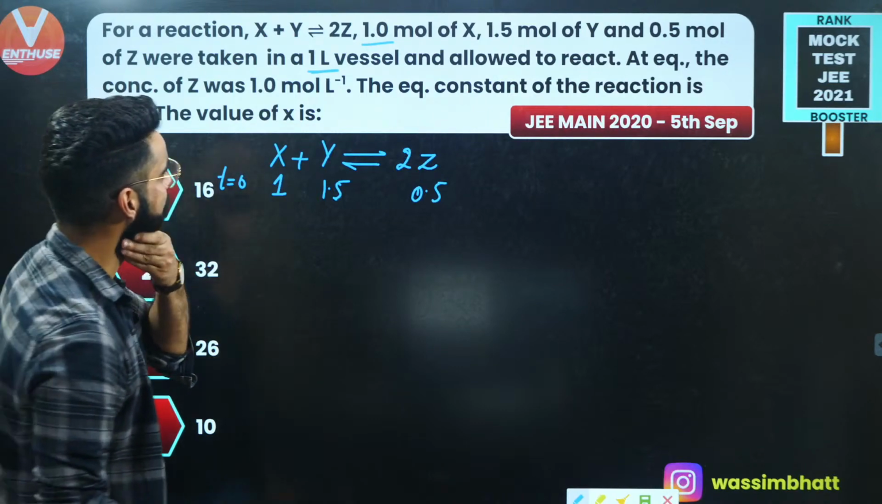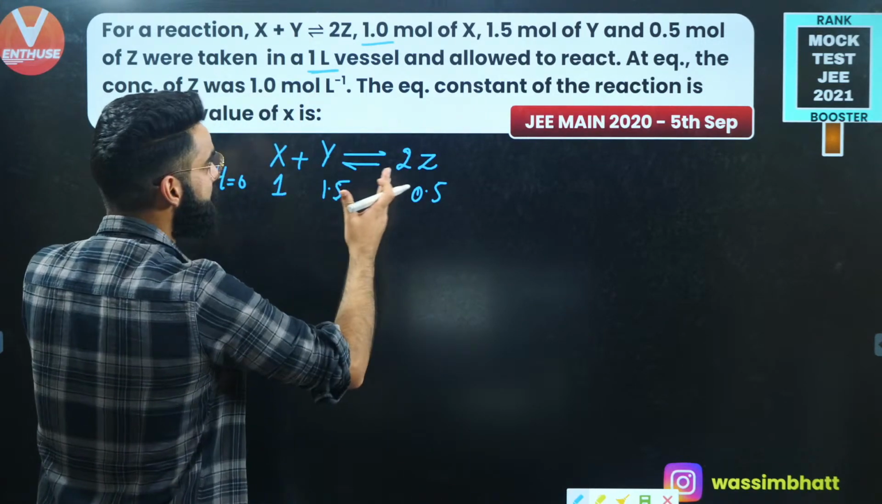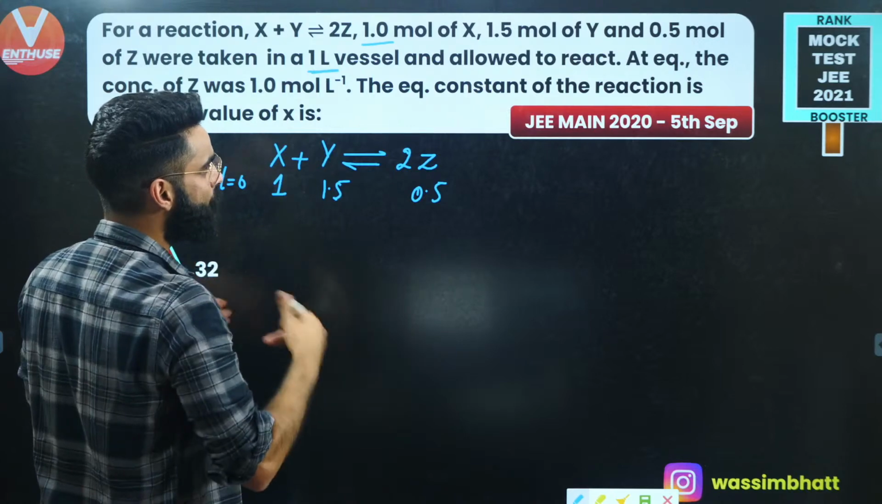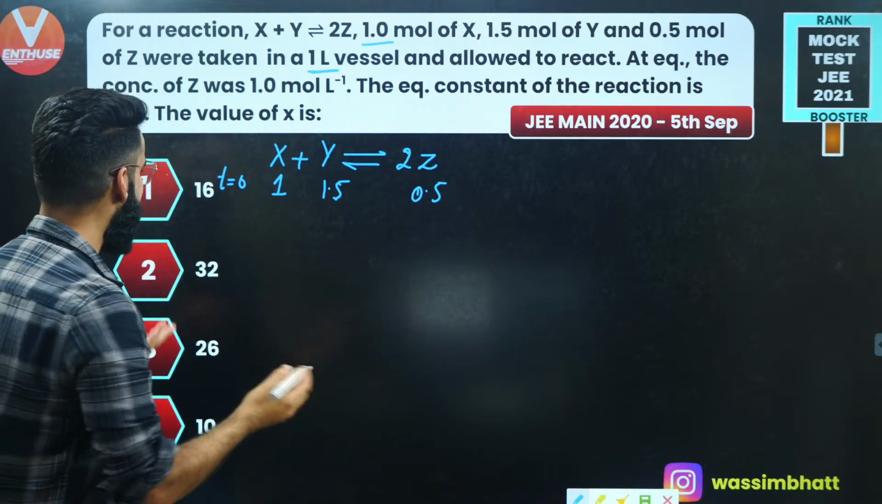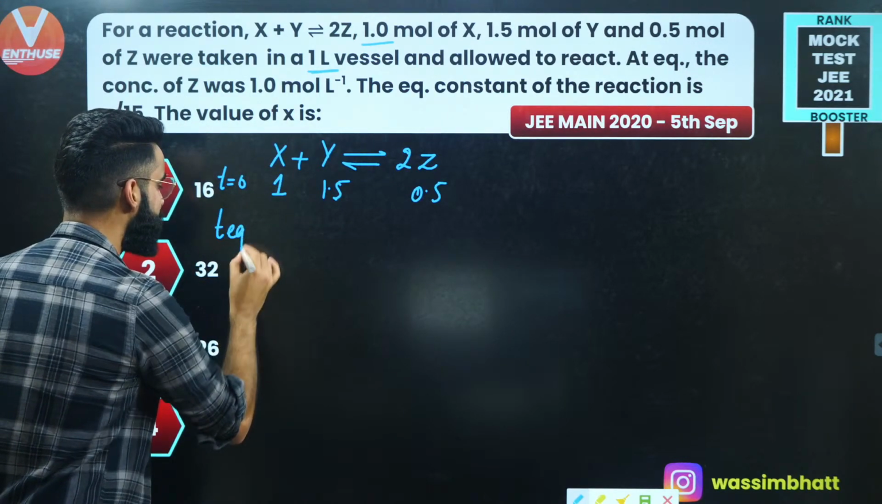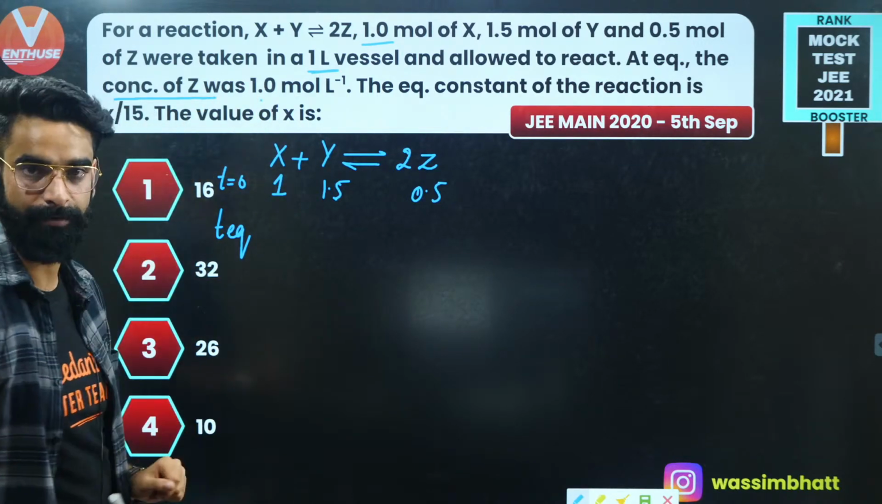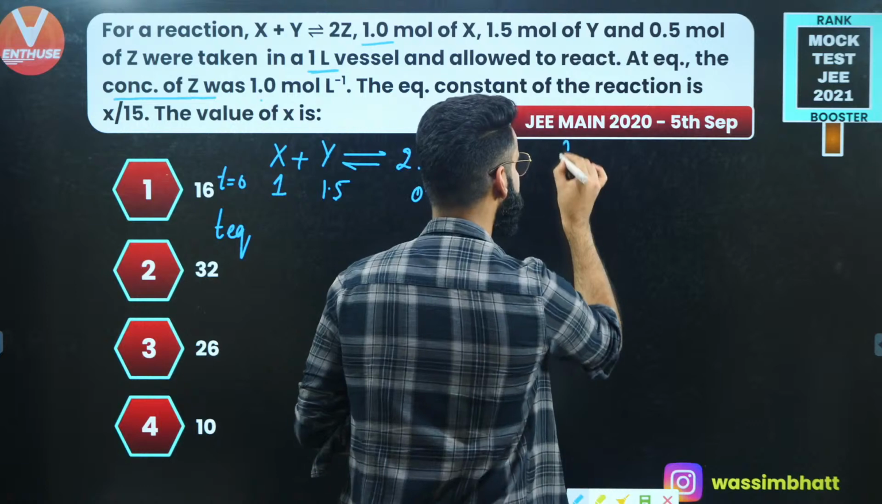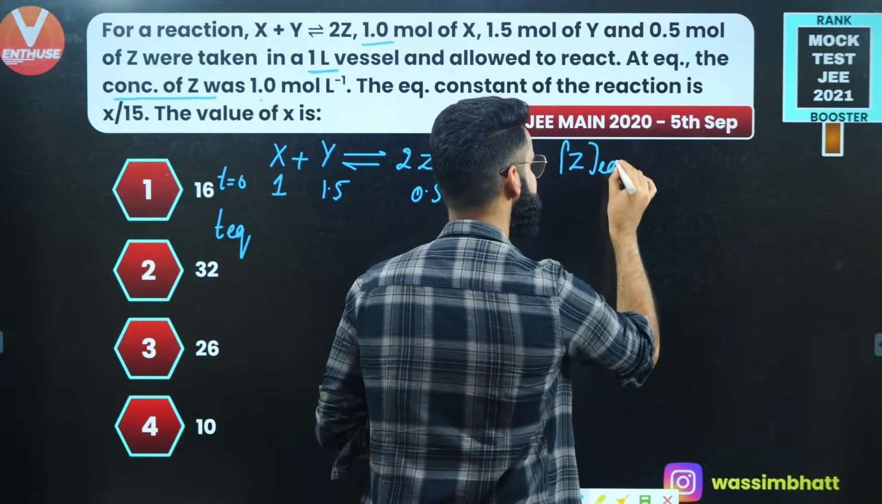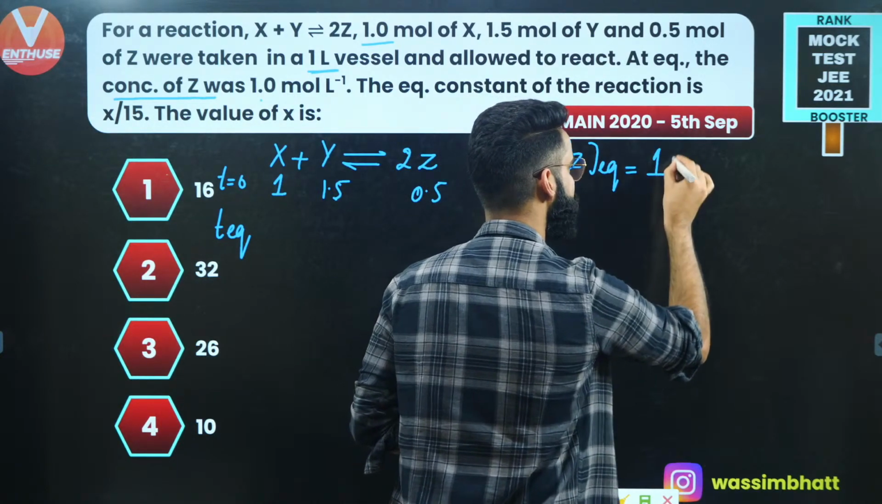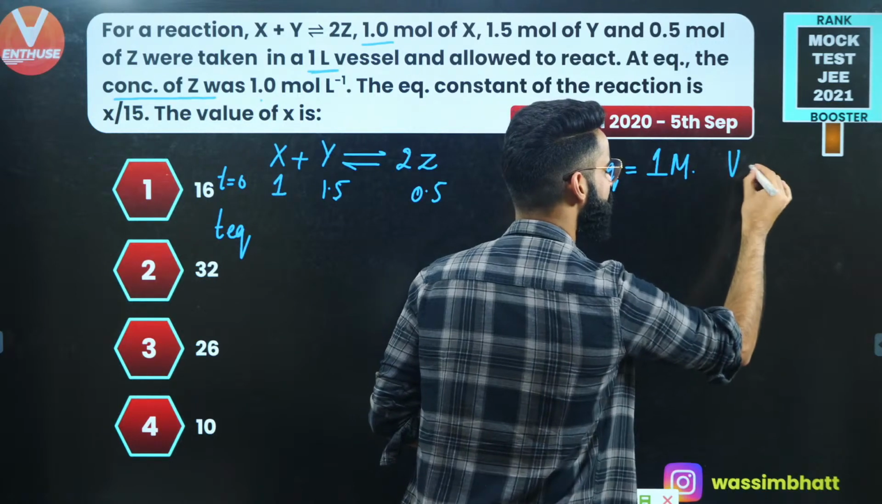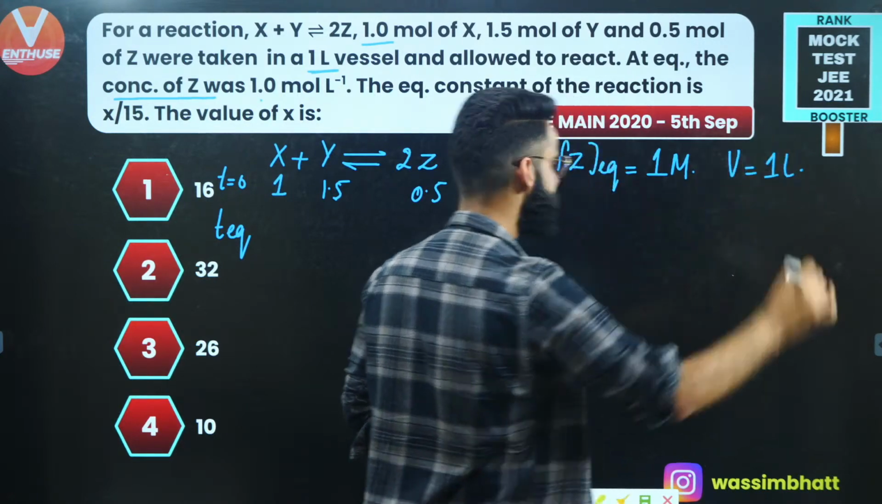Now people, these reactants are allowed to react, and there will be a stage when equilibrium will be attained. And it's mentioned that at equilibrium, the concentration of Z is 1 molar. This is something which is given to me. And volume of the container is also given to me as 1 liter, right?